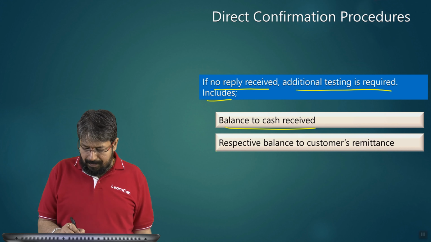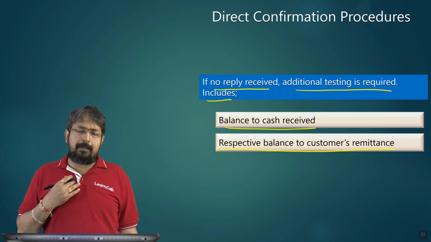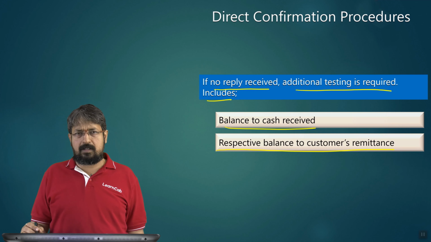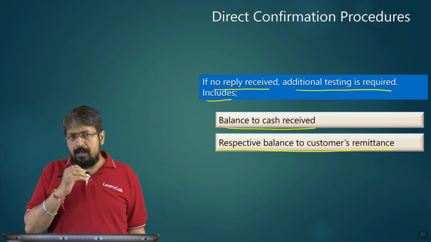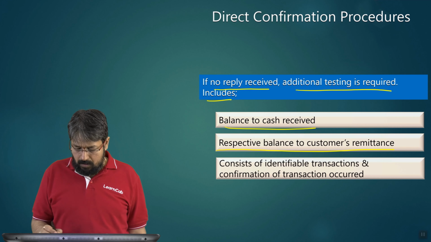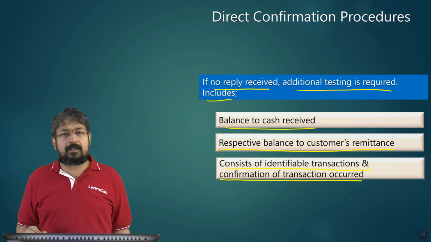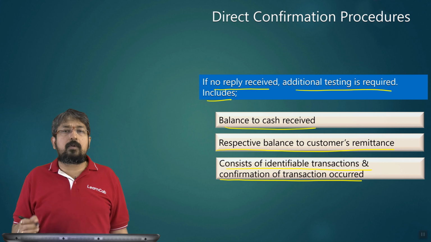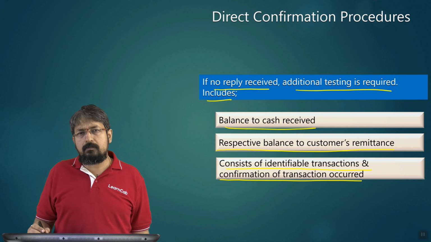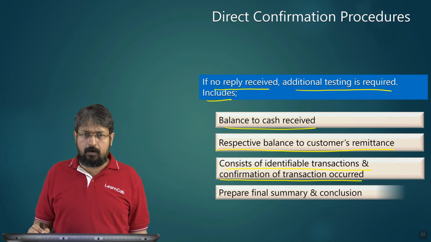Further, review the customer remittances. There may be customer remittance advices. A letter or an email may be there from my customer which shows that he has made such and such payment. And it consists of identifiable transactions and confirmation of transactions which have occurred. So, by looking into the customer remittances, we can see what transactions have occurred and whether these transactions are genuine or not.